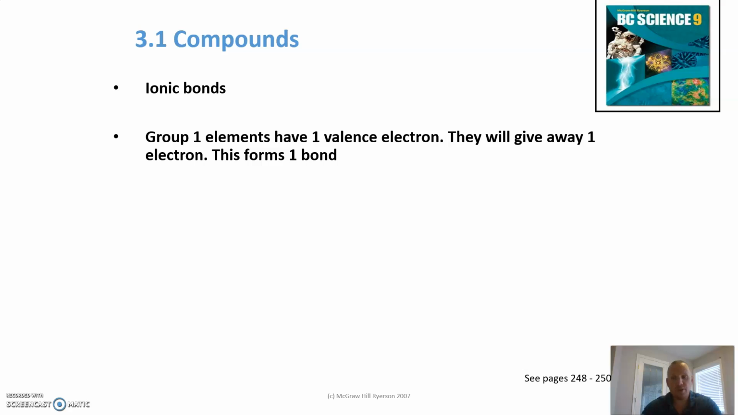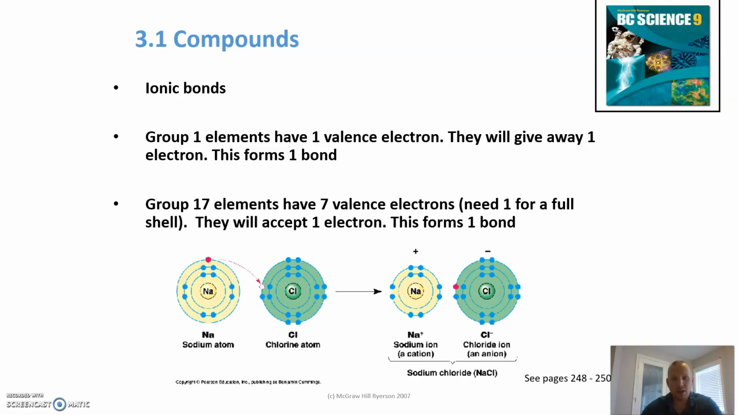So we're going to talk more about this next week when we go into writing formulas for compounds, but we're going to see some patterns here. One of the patterns is group 1 elements, like lithium, sodium, potassium. They have 1 valence electron. And group 17 elements, like fluorine, chlorine, bromine, have 7 valence electrons and they need 1 more. So a lot of times these make good pairs with each other. The alkali metal will donate an electron to the halogen, and then they'll form a pretty stable ionic compound.